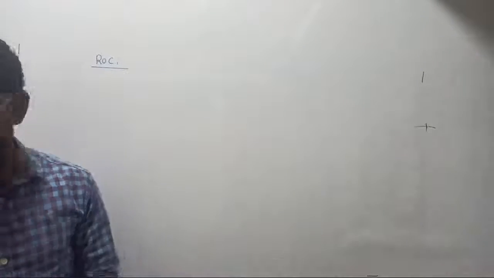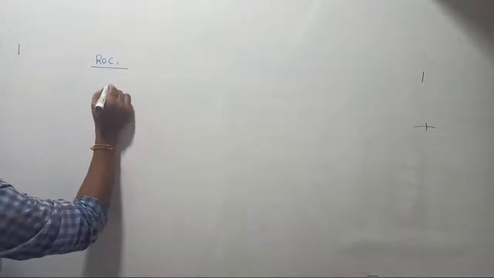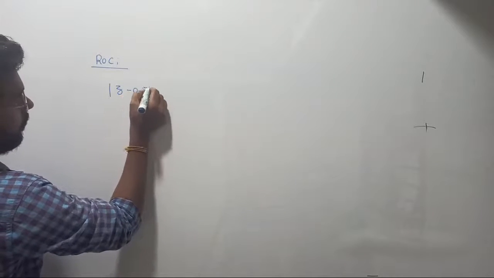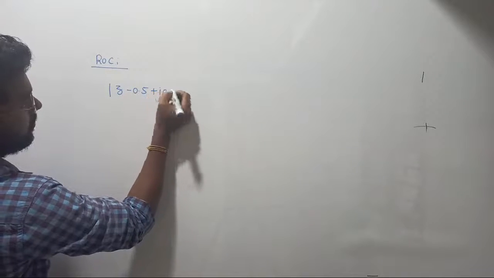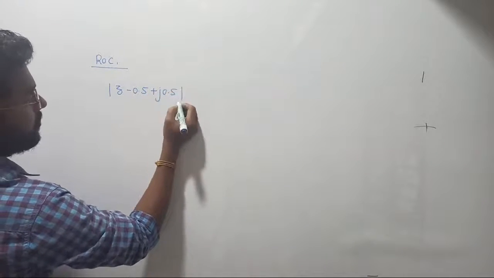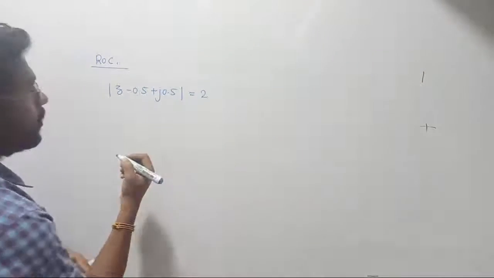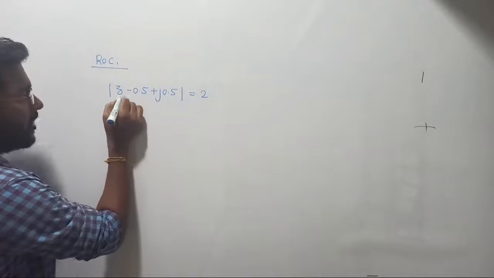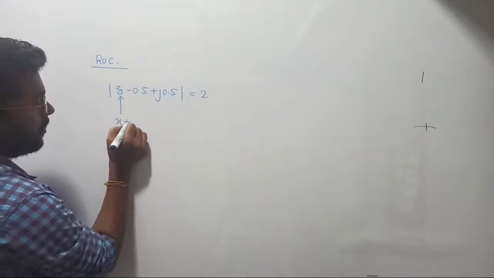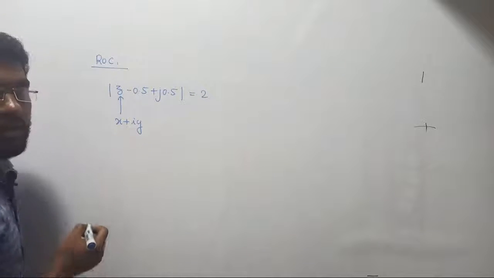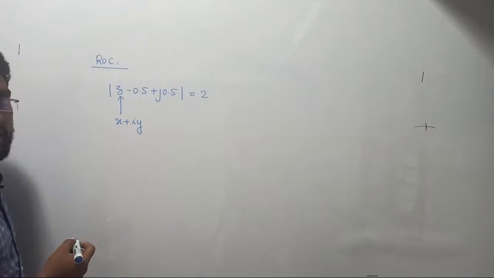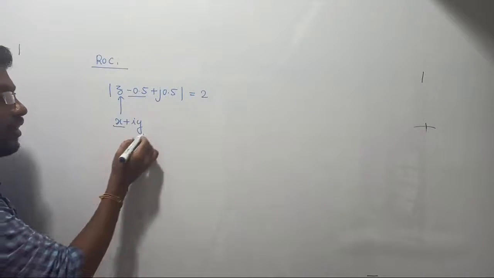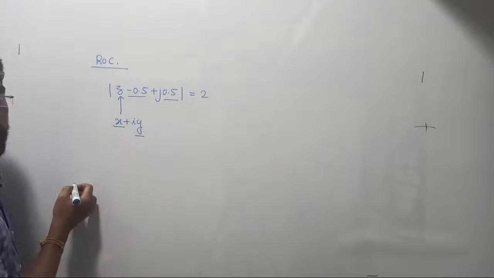Okay, let's take one more example. Now let us consider mod of z minus 0.5 plus j 0.5, let us say given like this, and it is defined as 2. How can we define this? Directly it can be written as, since again z can be replaced by x plus j times y, such that we should club the real part together and the imaginary part together. x is real, minus 0.5 is real, y is imaginary, j 0.5 is also imaginary.